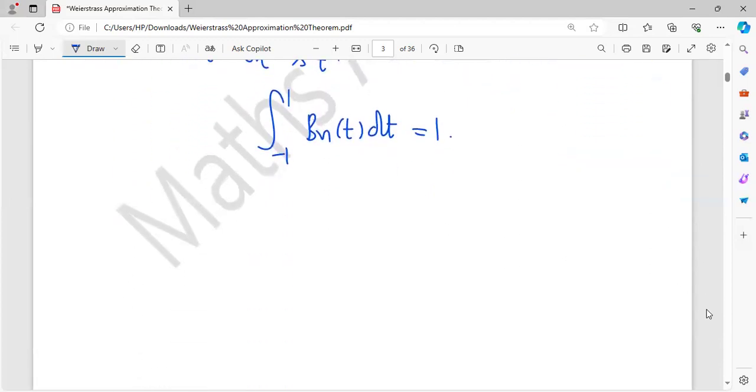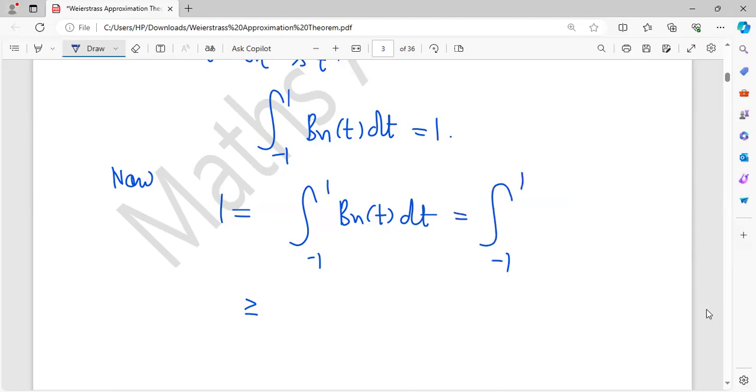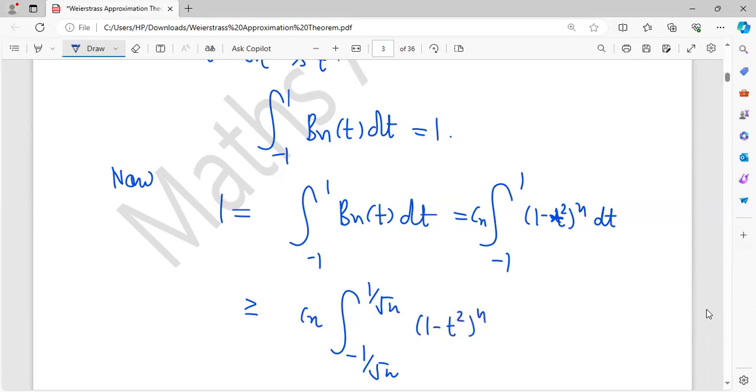Now we want to find a bound for c_n. So 1 is equal to the integral from minus 1 to 1 of Q_n(t) dt. If we take a smaller domain, from minus 1 upon root n to 1 upon root n, then the integral will decrease because this is a non-negative function. So it is at least c_n times the integral of (1 minus t squared) to the power n dt over that interval.